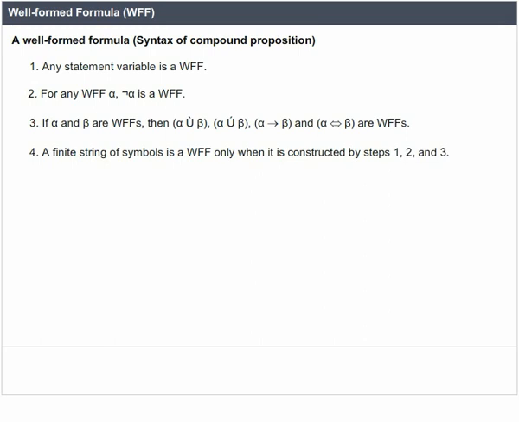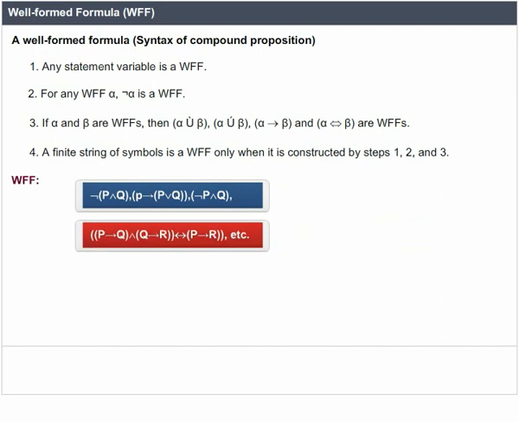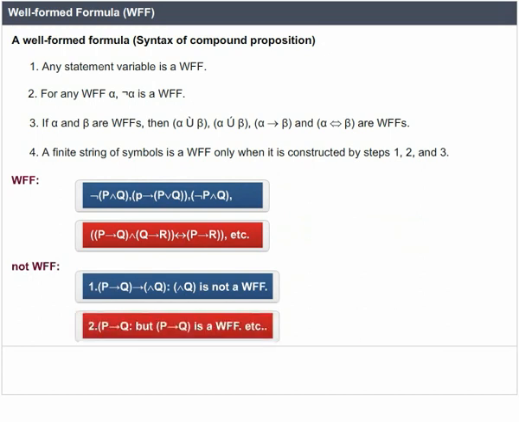WFF examples: negation of P and Q, P implies P or Q, negation of P and Q, (P implies Q) and (Q implies R) if and only if (P implies R), etc. Not WFF: Number 1, P implies Q implies and Q is not a WFF. Number 2, P implies Q, but (P implies Q) is a WFF, etc.